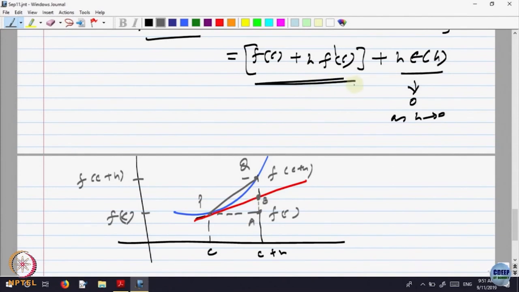Let us interpret this equation now. What is this value? This height is F of C plus H. What is that equal to? This part is F of C, plus H times F dash. What is H times F dash geometrically? F dash is the slope of the tangent. So, what is this AB and what is this BQ?